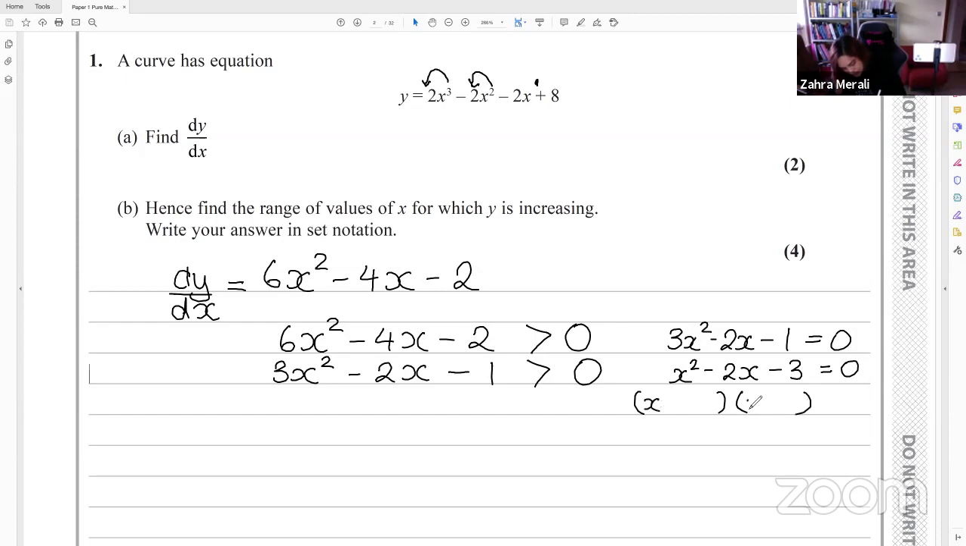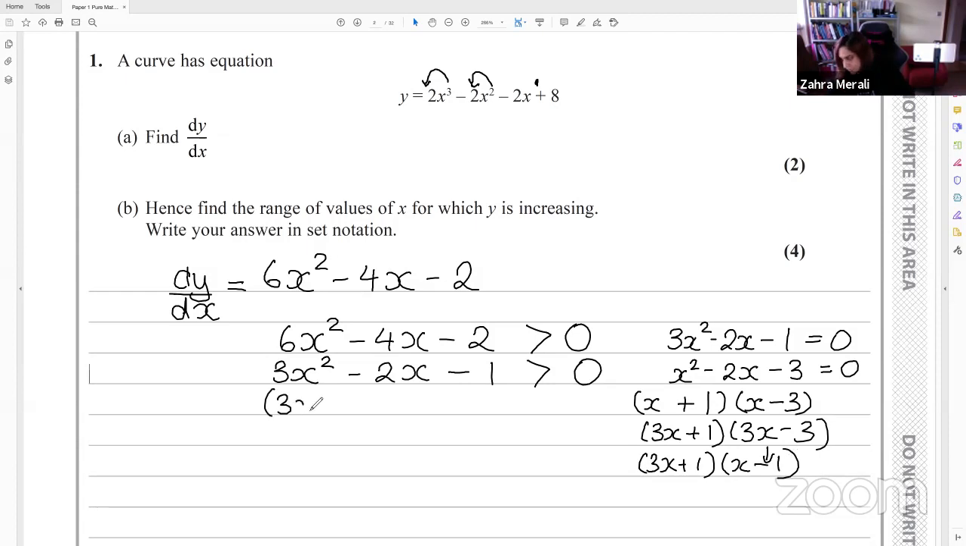When you factorize that, you've got 3 and 1, and you want minus 3 plus 1. You've got to give the 3 back. So you get 3x plus 1, 3x minus 3. You can divide this one by 3. So you end up with x minus 1. So we factorize this. We've got 3x plus 1, x minus 1 is greater than 0.